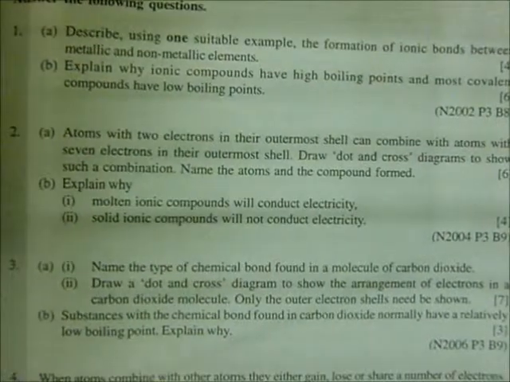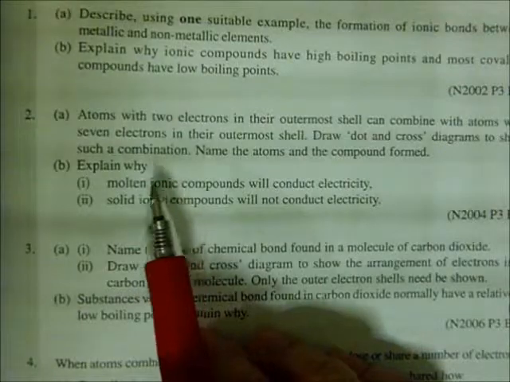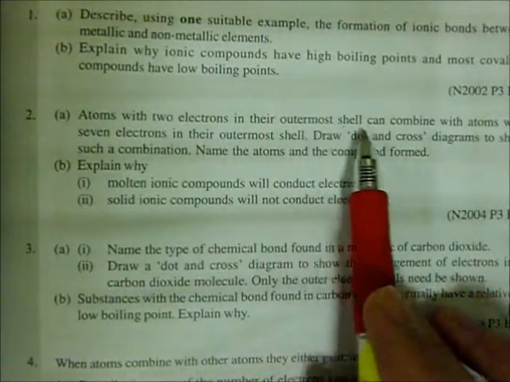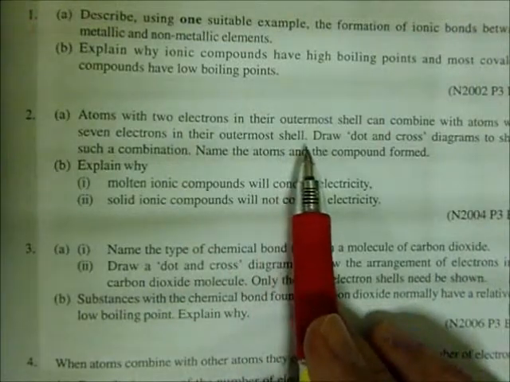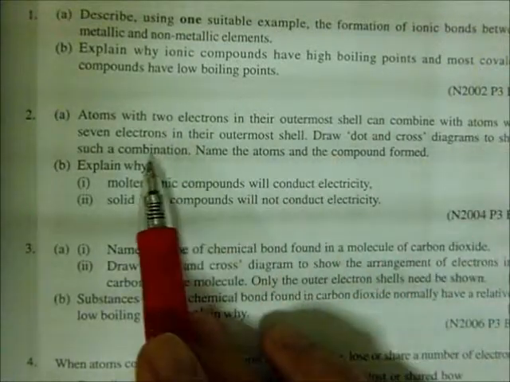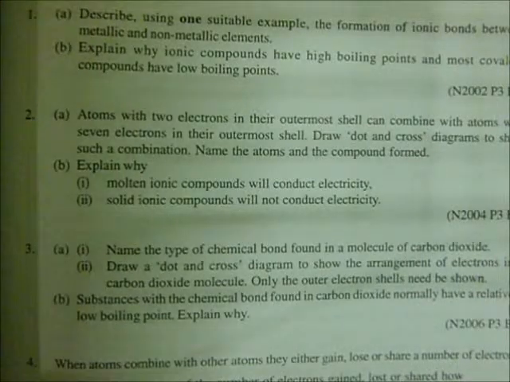Now let's look at the second question. Atoms with 2 electrons in their outermost shell can combine with atoms with 7 electrons in their outermost shell. Draw a dot and cross diagram to show such a combination. Name the atoms and the compounds formed.